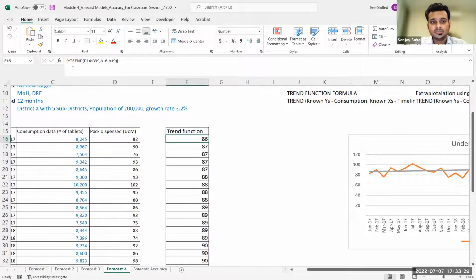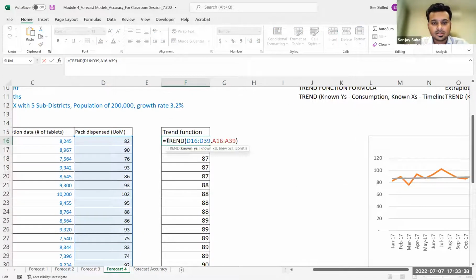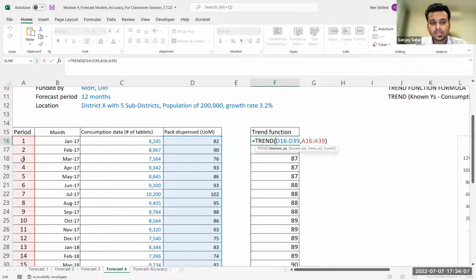So the formula is, if you see here, let me also make it bigger. So the formula is also coming at the bottom. It says trend, known y. Known y is the consumption. So known y is here, our D column is consumption. So we select all the known y, which is the first 24 months. Then known x. Known x is the period, so this is the period 1, 2, 3, 4 up to 24.